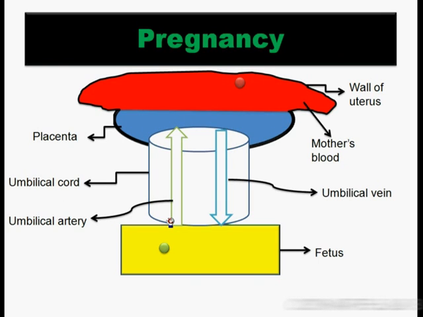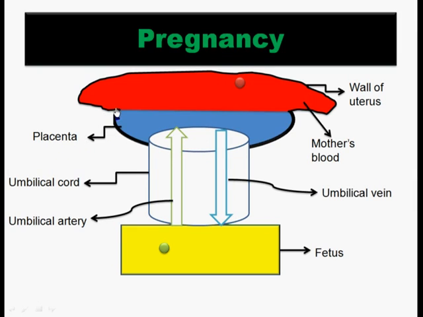Now, I would like for you now to pay close attention to what is going to happen. But before we do that, let's look at the diagram. Now, this area in red is the mother's what? Blood. Now, this black line enclosing the mother's blood is called the wall of the what? Uterus. Now, this blue area here is called the placenta.